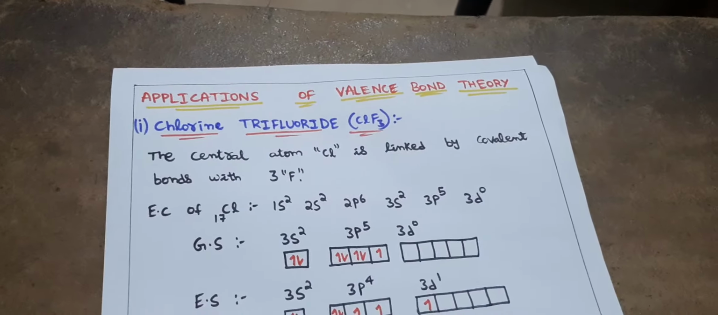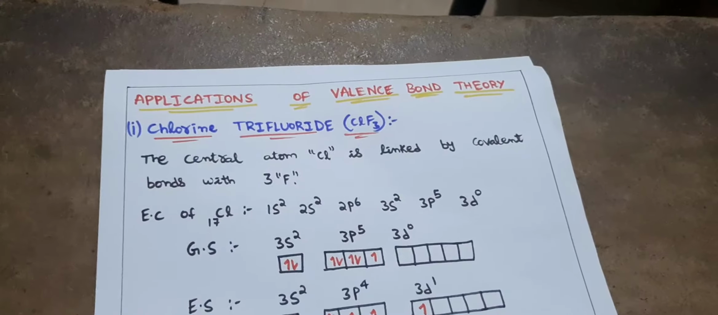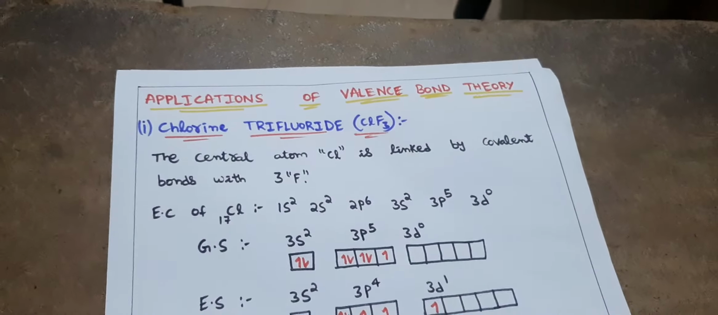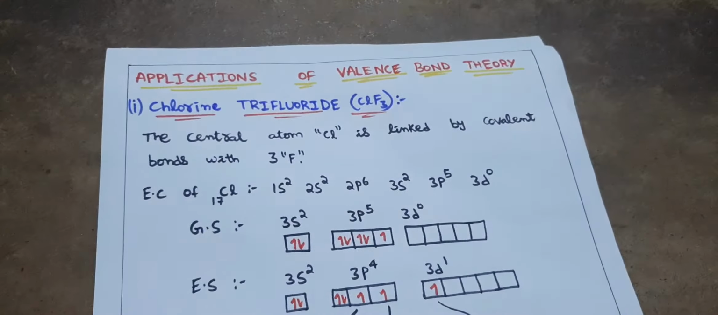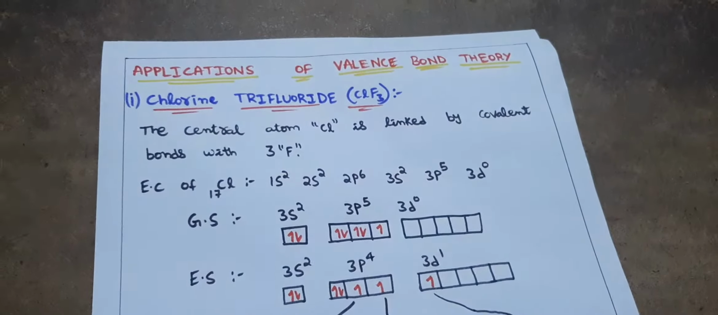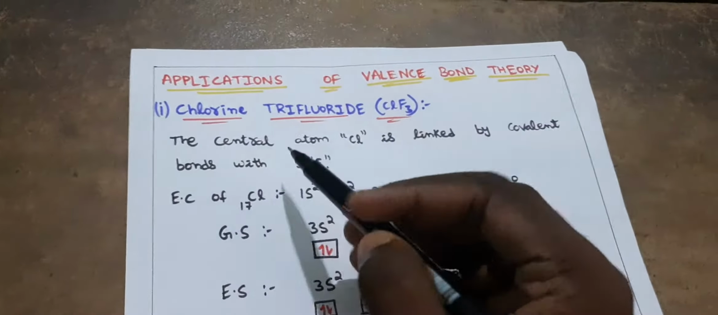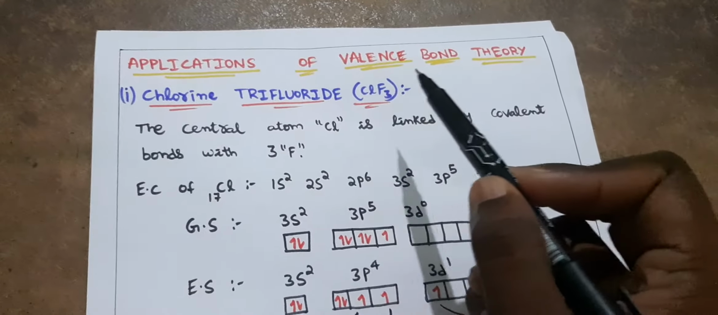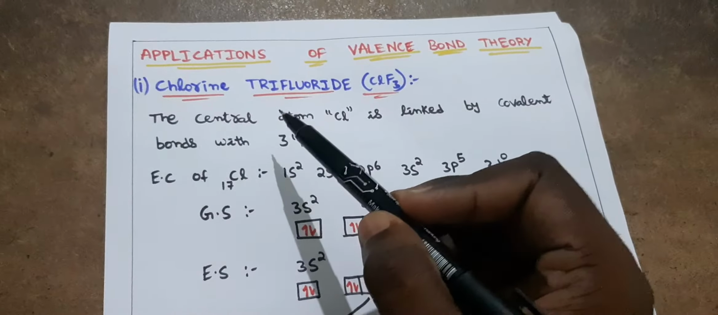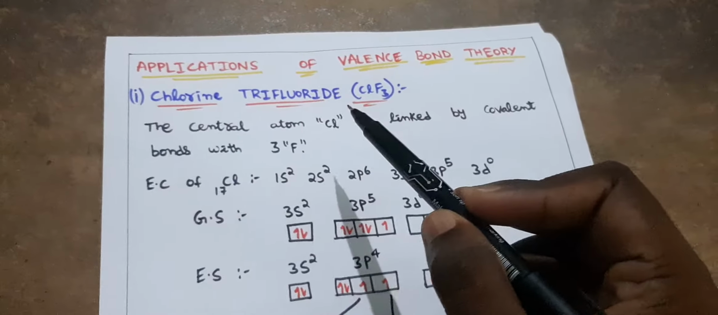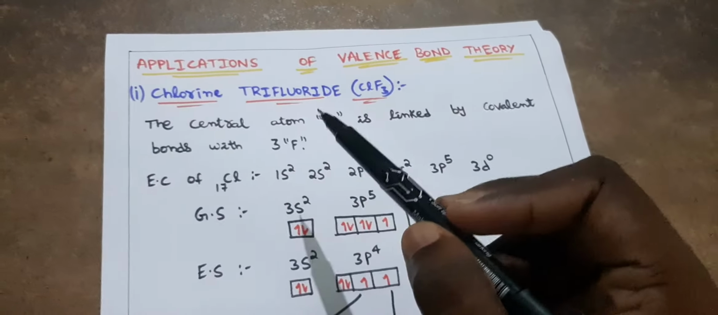In the previous video, we discussed the valence bond theory postulates, and in this video we are going to discuss the applications of valence bond theory and even the demerits or limitations of valence bond theory. First, let's discuss the applications of valence bond theory. In this, the first example is chlorine trifluoride, ClF3.